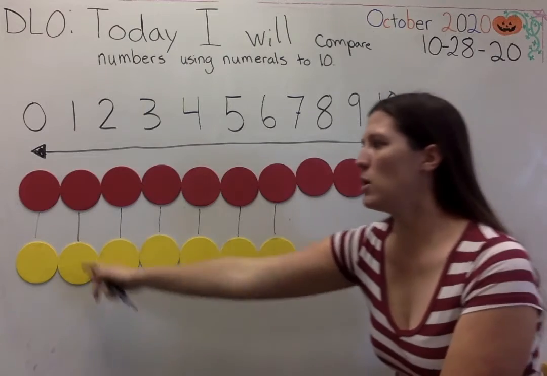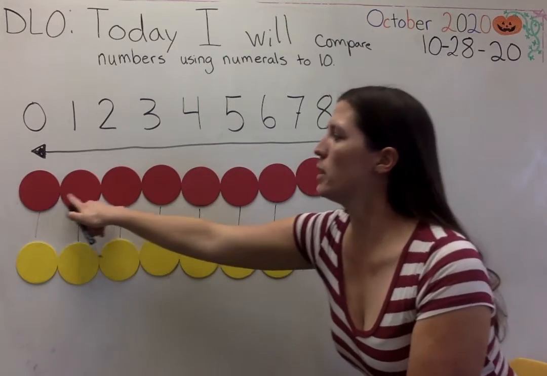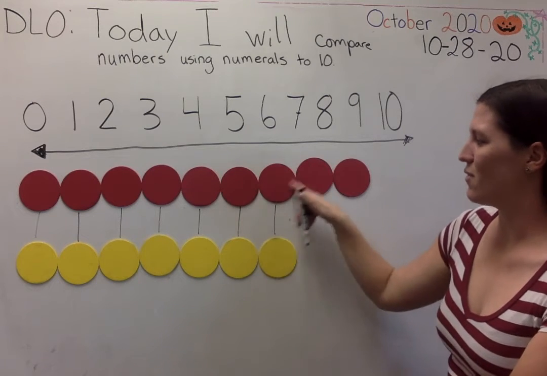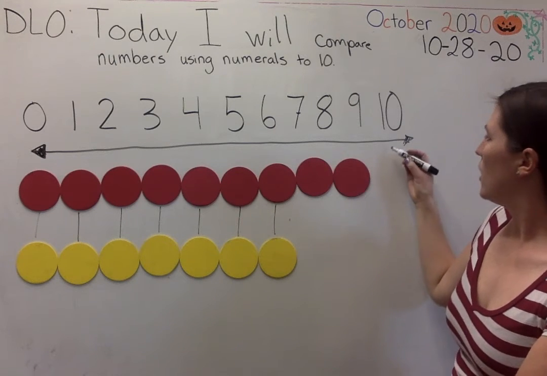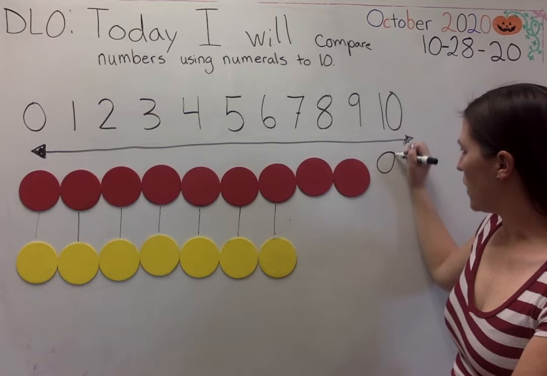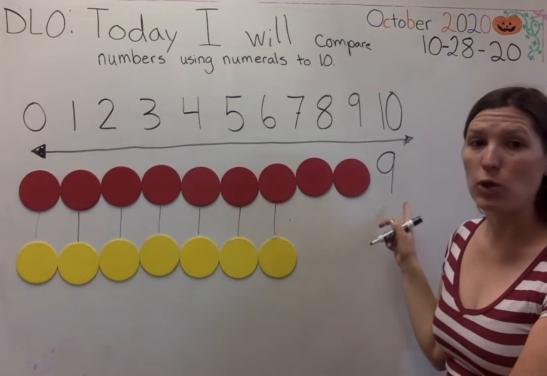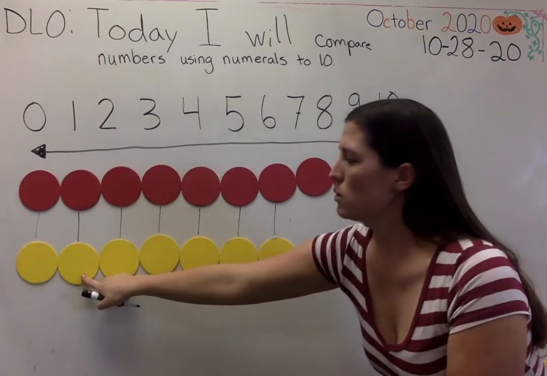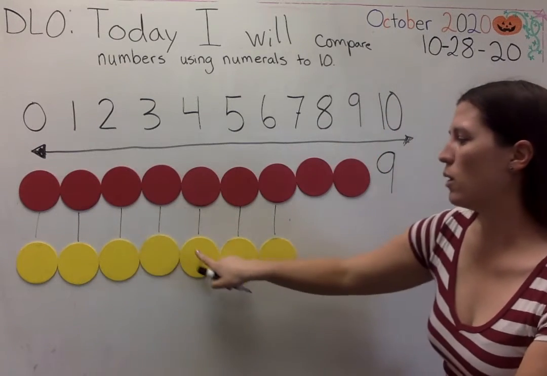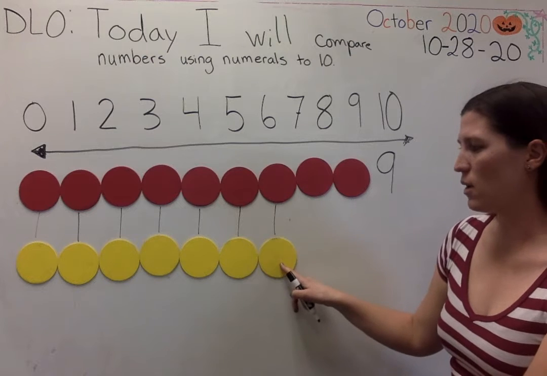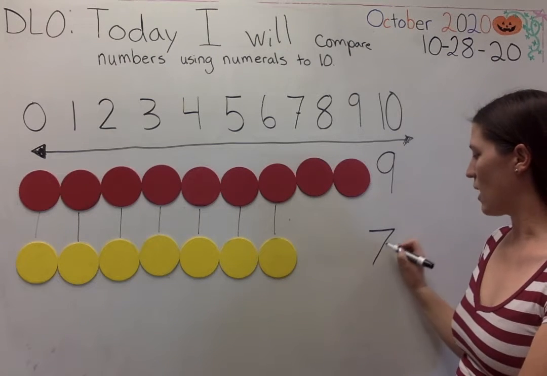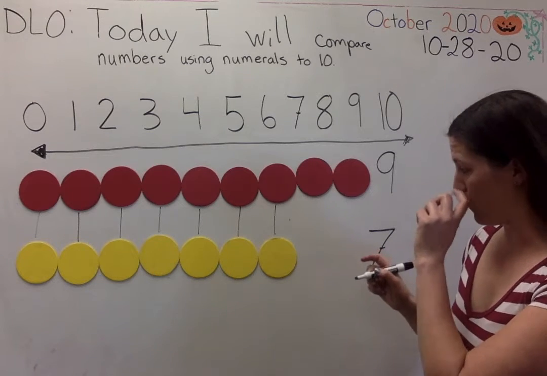So let's count. How many red do we have? Count with me. 1, 2, 3, 4, 5, 6, 7, 8, 9. Make a loop and then a line. That's the way you make a 9. Let's count our yellow ones. 1, 2, 3, 4, 5, 6, 7. Straight across, down from heaven. That's the way you make a 7.